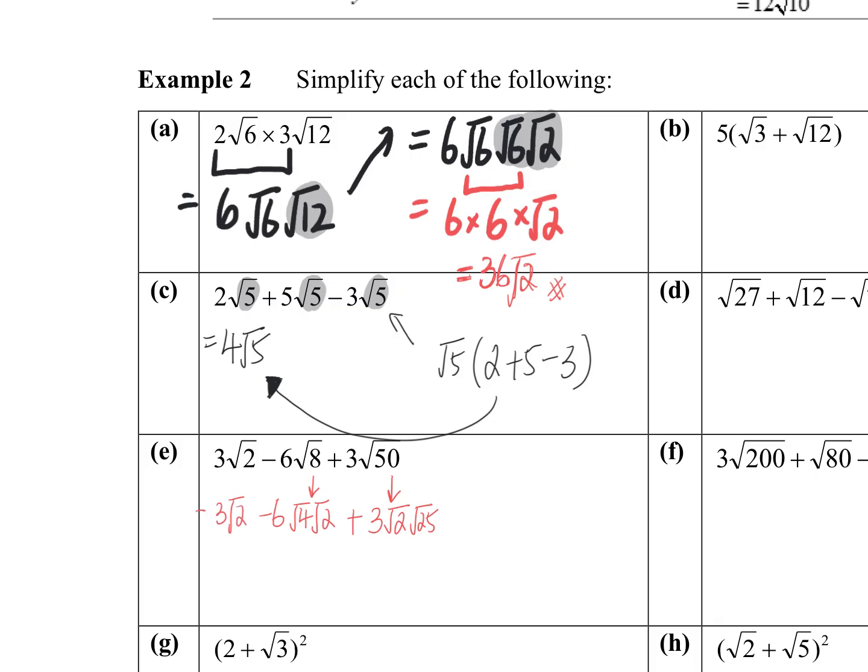Okay, so root 4 is just 2. So 2 times 6 is 12. Okay, root 25 is just 5. So 5 times 3, 15.